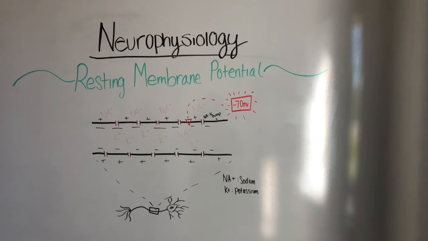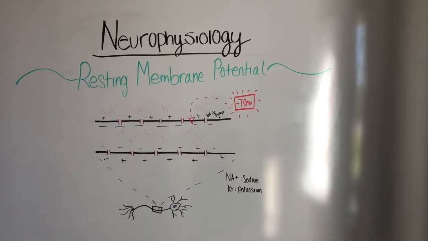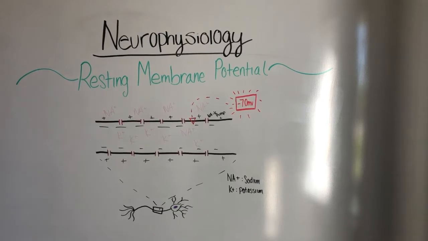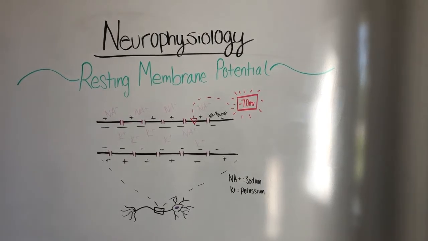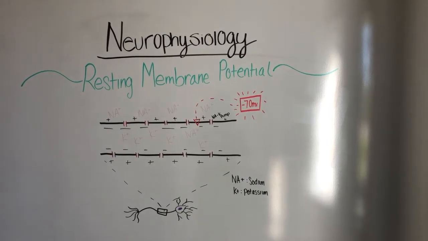Now let's talk about resting membrane potential. A resting membrane is always at negative 70 millivolts and is ready to fire. It has unequal distribution of ions across the plasma membrane, selective permeability of the plasma membrane, and a sodium-potassium pump.